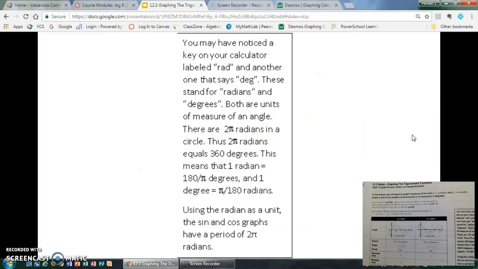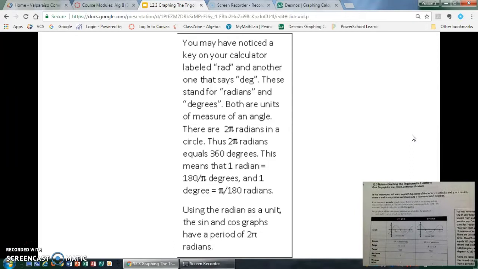So an important note, we've been talking about degrees, and when we took a look at the Desmos graph, you noticed that the x values were 1, 2, 3, 4, 5, 6. That didn't look like it matched up with degrees. That's because the Desmos graph was measured in a unit called radians. You might have noticed on your calculator that you've got a key that says RAD and another one that says DEG, and those are shorthand, DEG for degrees and RAD for radians.